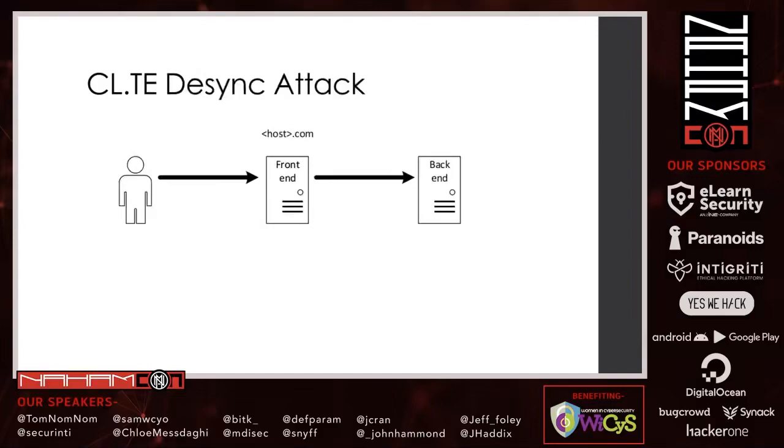So first we start off with the CL.TE desync attack scenario. CL.TE is referenced as front end dot back end. What this means is that the front end will interpret a web request using its Content-Length header, and the back end will interpret the same request using the Transfer-Encoding header.